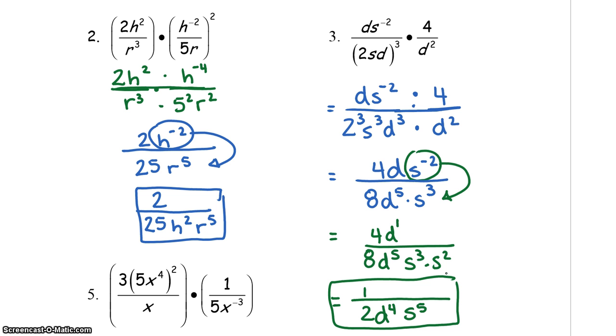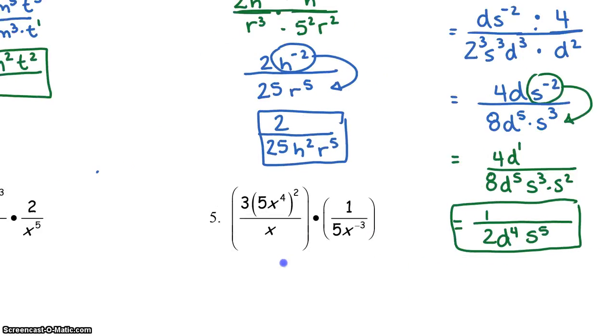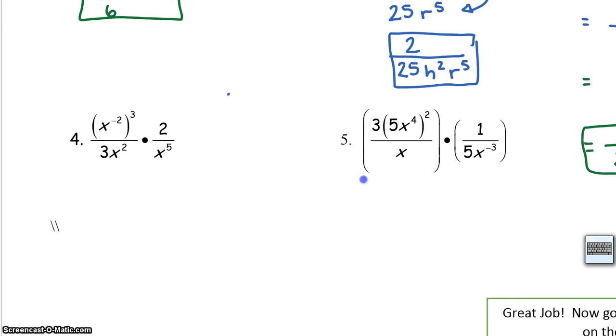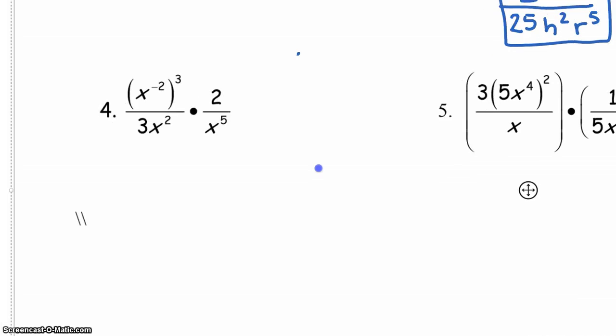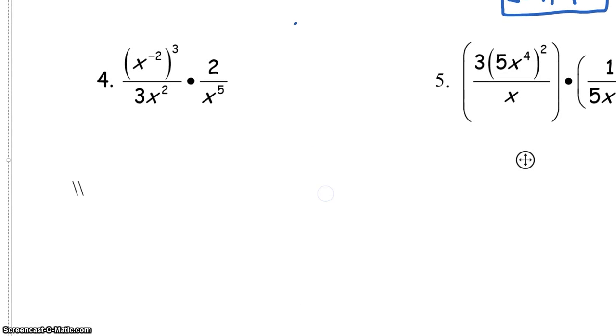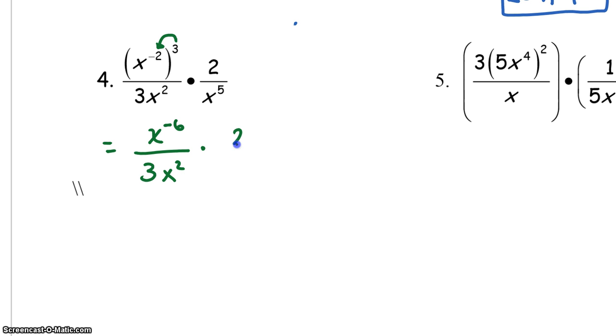Now we have 2 more examples, so you're doing a great job as we go through these more difficult examples. So once again, there's parentheses. Let's deal with those parentheses first, not let them scare us. So I'm going to go ahead and distribute x to the negative 6 power, negative 2 times 3. Then there's 3x squared in the denominator times 2 over x to the fifth.